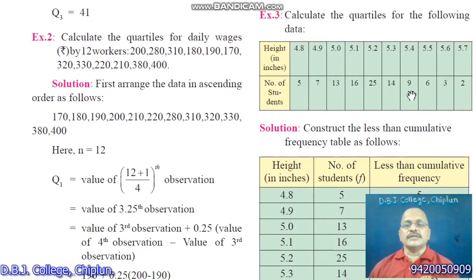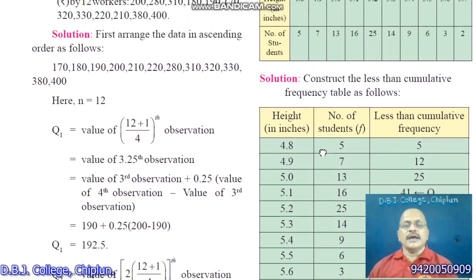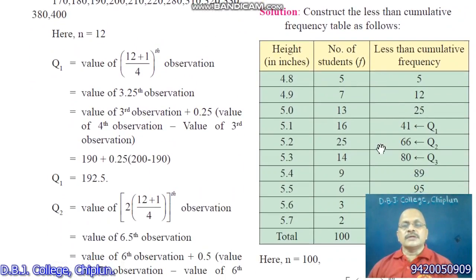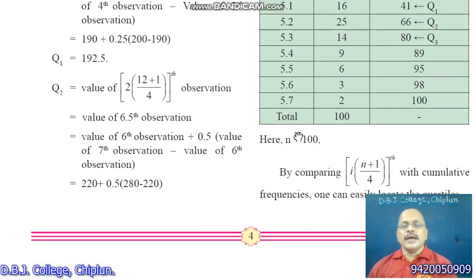Now one frequency table is given to us. Using this frequency table, we have to find out the quartiles. Remember that this frequency table is an ungrouped frequency table. So for the height 4.8, there are 5 students, frequency f. Make a cumulative frequency table. After making the cumulative frequency table, n is equal to 100. We want i into (n plus 1) by 4th.